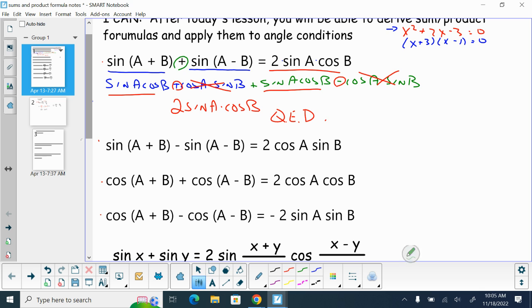And all it will be for you to do is expand out sine of A plus B minus the sine of A minus B, or cosine A plus B, cosine A minus B. Expand them out. You're going to be able to cancel two of the terms. You're going to be able to add two of the terms together. So it shouldn't be a difficult identity for you to prove.